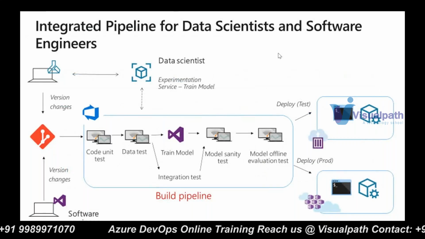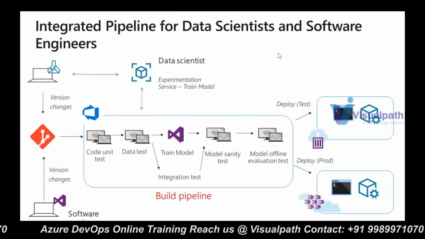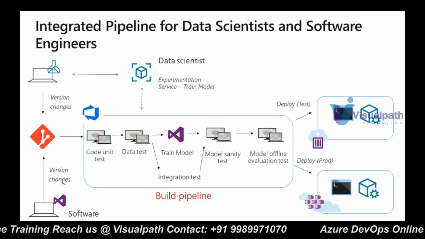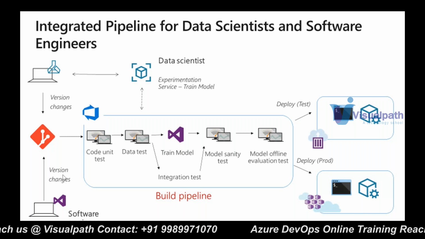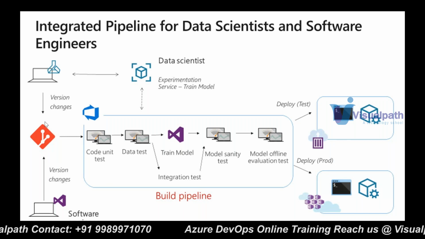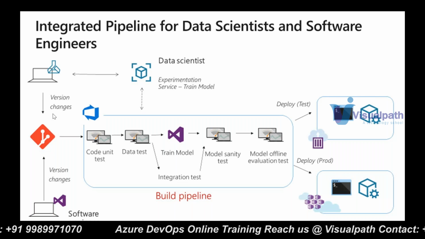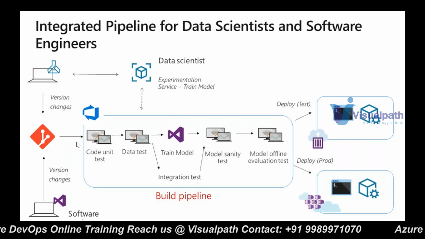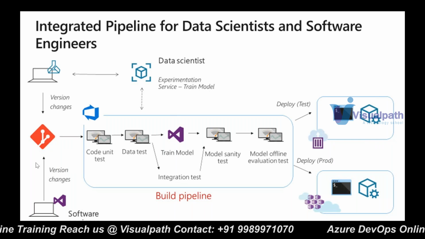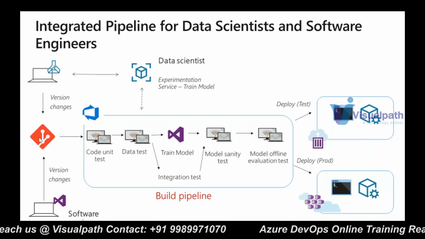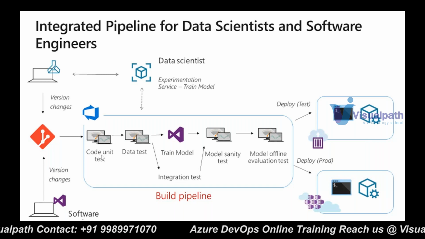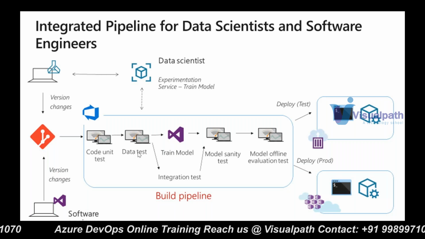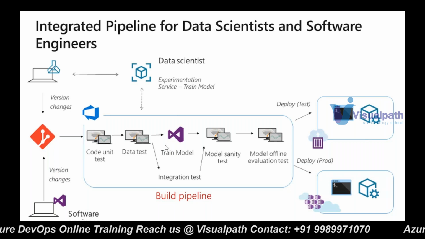If you see how it works in general with Azure DevOps, here the architecture is articulated. Here is the software engineer, who commits a web page, maybe welcome.html, which welcomes the guest and asks for sign-in. Once it is committed, it goes into the version control system, which we call Azure Repos or GitHub. Once it is in, it goes through the code unit test cases. Once the unit test is done, then it goes to the data test.